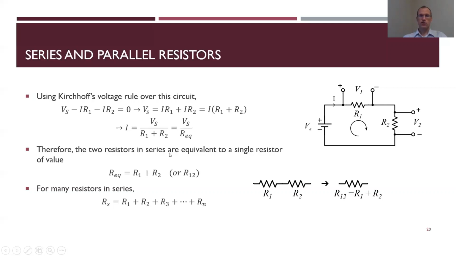So these two resistors in series are equivalent to a single resistor of this value, Req, or sometimes it's called R12 for R1 and R2 put together. If I have lots of these, like the previous slide had three in series, that's going to be R1 plus R2 plus R3. If I have a whole bunch of them, you can just add them all together.